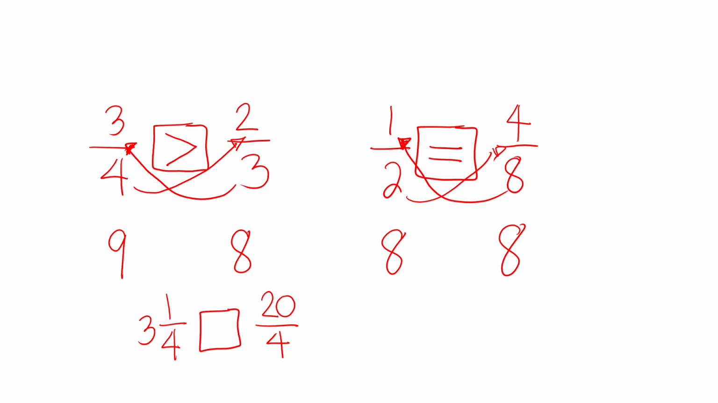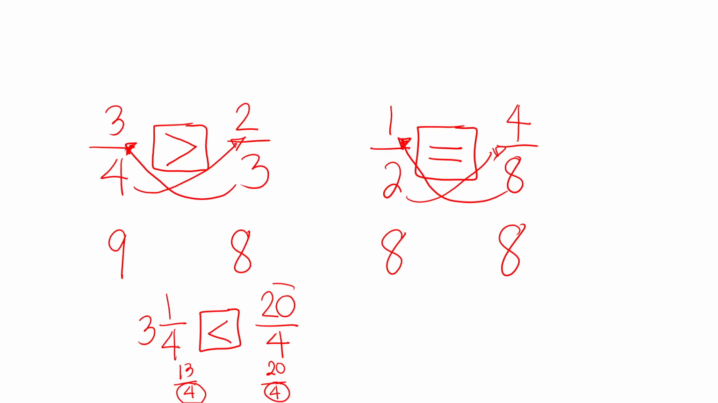13 over 4, right? Now, here's the thing. If they have the same denominator, I'll just compare their numerators. Which is bigger, 13 or 20? There you go. The answer is less than.